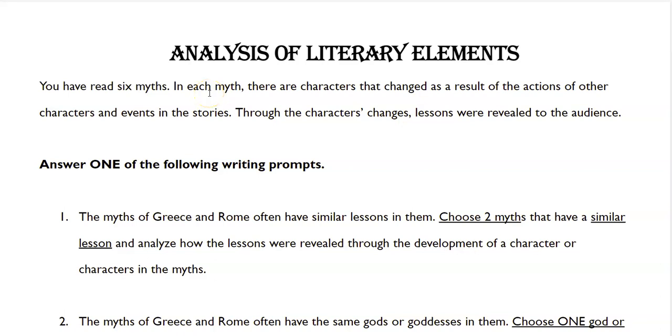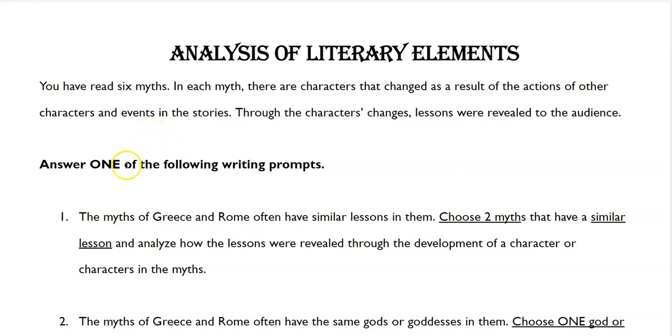Okay, we are about to start our second essay of the year, Analyzing Literature. We've read 6 myths, and in each myth, there are characters that changed as a result of the actions of other characters and events in the story. In fact, that's really what myths are about. And through the characters' changes, how they changed and the way they changed, the lessons were revealed to the audience.